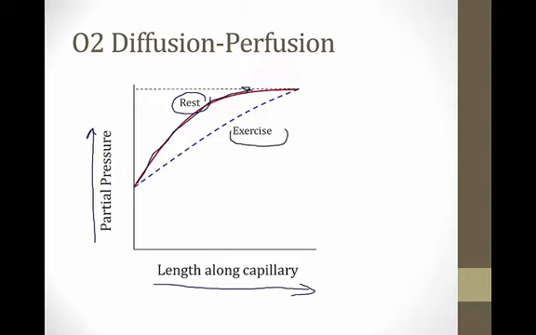With exercise, your blood is flowing much faster. This means that it gets a lot further along the capillary before it reaches the maximum value. However, notice that it does reach the same normal maximum value just like at rest, and that's why you don't become hypoxic with exercise. This is a fairly classic graph, so make sure you understand it for your boards.